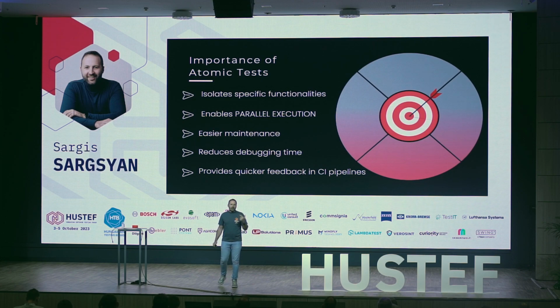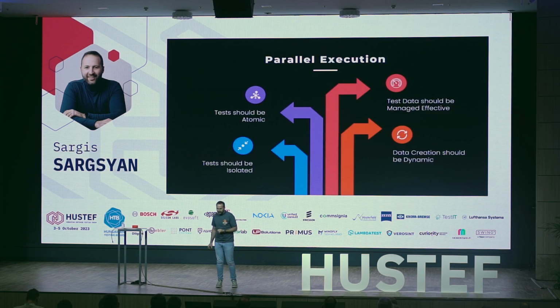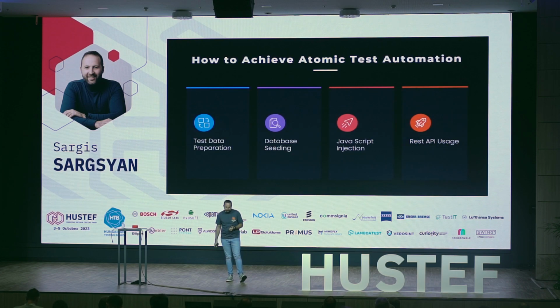One of the most important things is parallel execution. To be able to run tests in parallel, we should have isolated tests, so there should not be dependent tests. Every test itself should be able to live its own life. The test should be atomic. The test data should be managed effectively, and it should be dynamic. There shouldn't be hard-coded data, or a situation where one test is running and creating data and the next test is using that data. That will make a mess when we are running them in parallel.